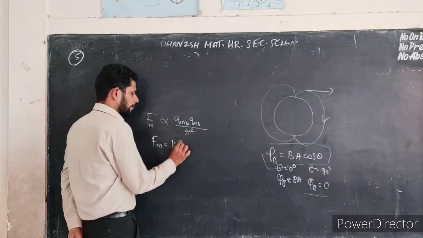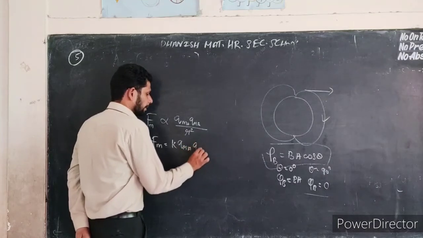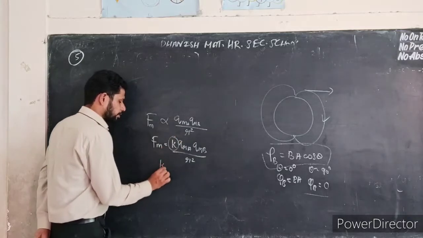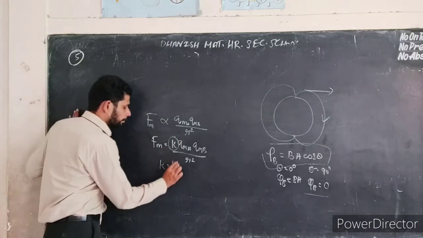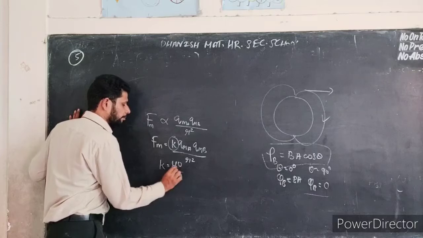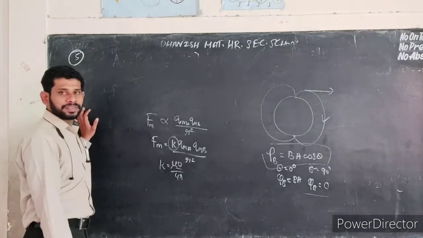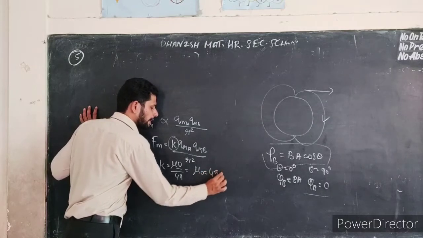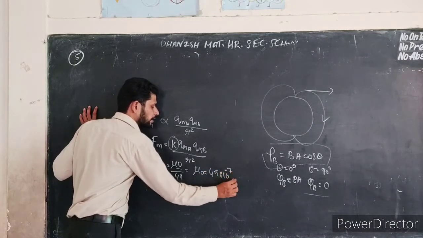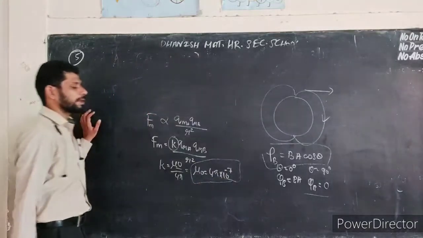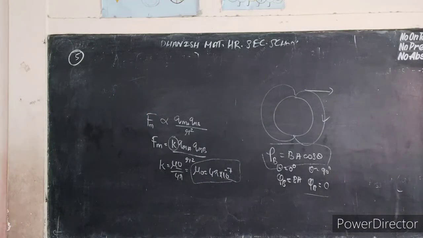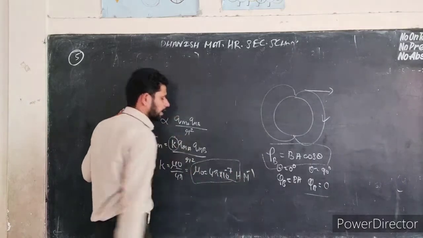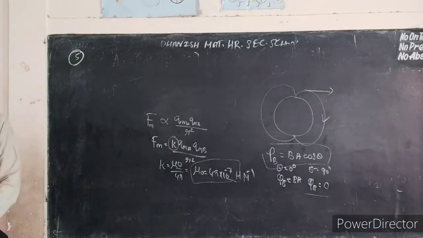Fm is equal to K Qm1 Qm2 divided by R squared. What is K? K is the Coulomb constant, equal to mu naught by 4 pi. Mu naught is the permeability of free space, with a value of 4 pi into 10 power minus 7 Henry per meter.